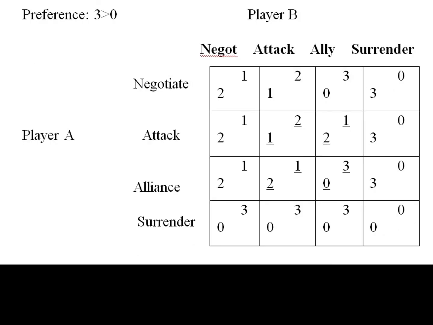So here we have a strategic form game of 2 players or 2 states in a confrontation. Each player has 4 strategies or choices. Player B's got negotiate, attack, ally, and surrender, and player A has also the same choices: negotiate, attack, alliance, surrender, and there are the respective payoffs. Both players have the same preference for the higher value over the lower value. So the first step we would apply here is try to eliminate dominated strategies. So let's go ahead and do that.